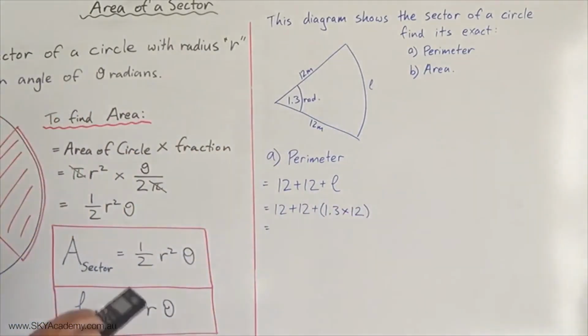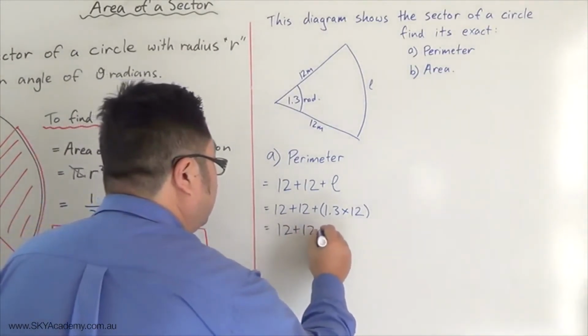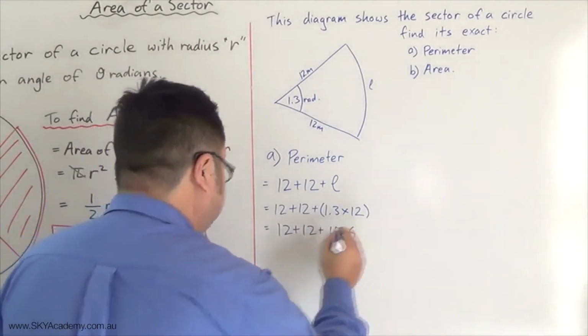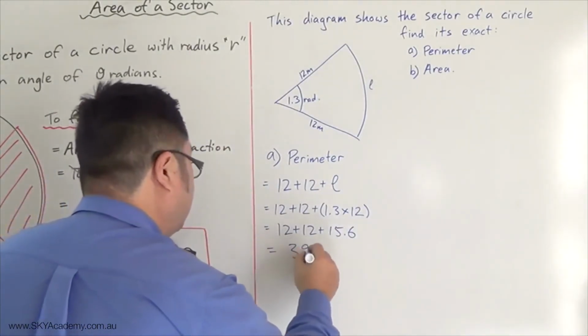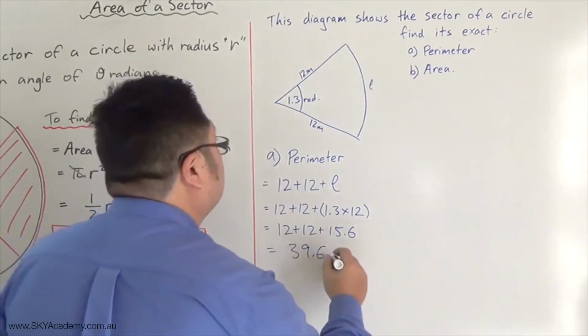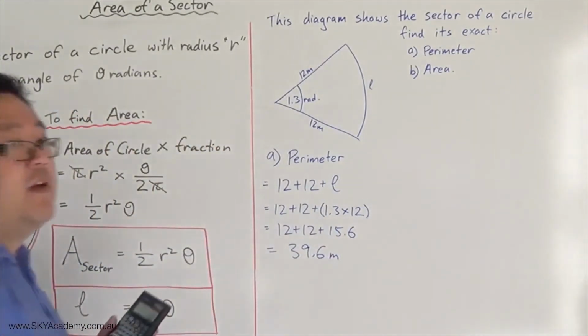Work all that out, so I use my calculator over here. So it's 12 plus 12 plus 15.6 equals 39.6, and it's meters. Does that make sense? So that's how you find the perimeter.